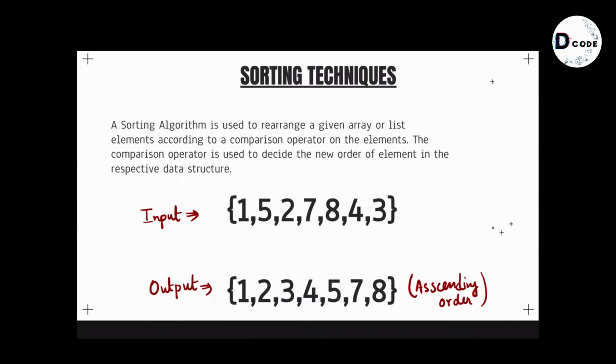Let's say the input given by the user is 1527843, which is in unsorted manner. So the output that you should produce is 1234578, which is in ascending order.